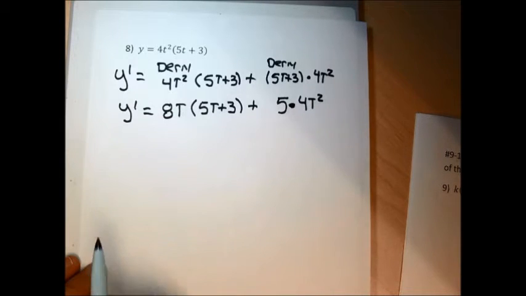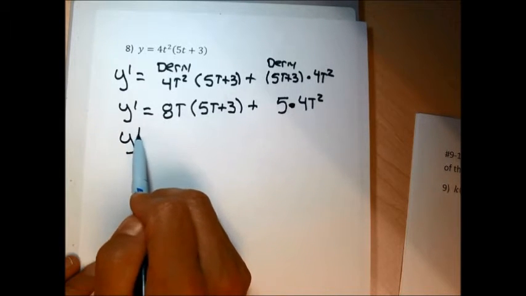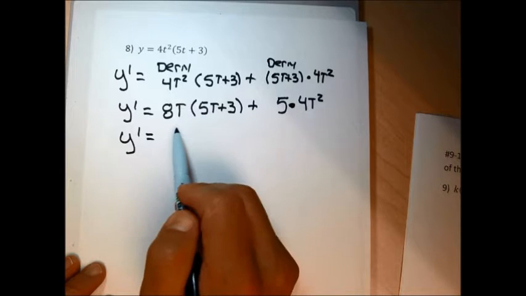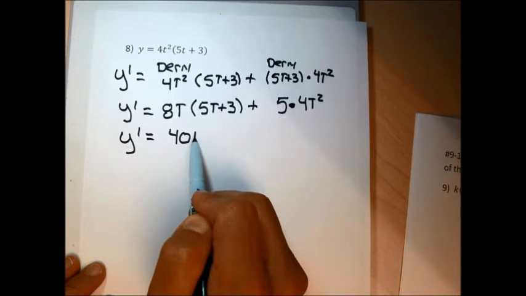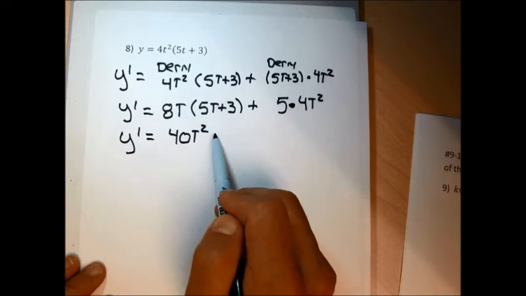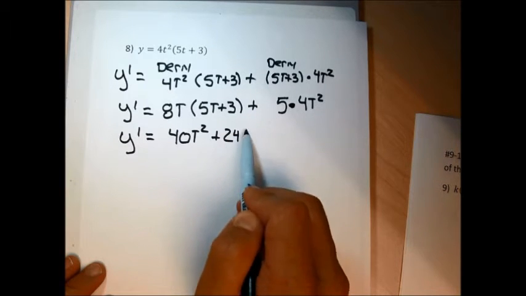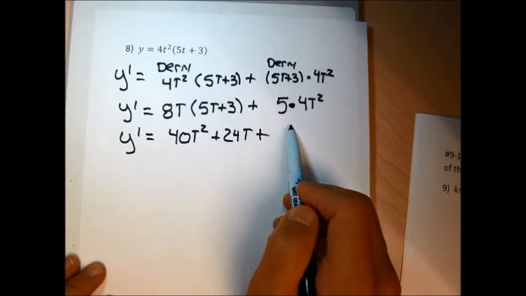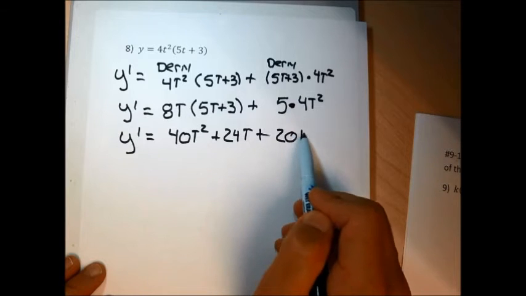Now I'm going to clear the parentheses and combine like terms. So I'm going to get y prime equals 8t times 5t is 40t squared. 8t times 3 is plus 24t. 5 times 4t squared is 20t squared.